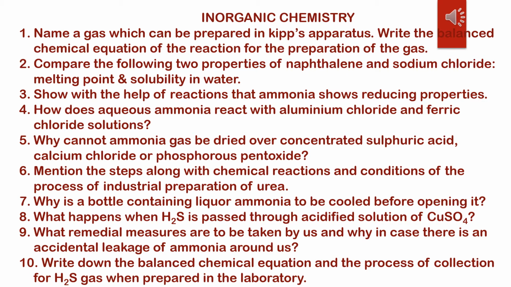Why cannot ammonia gas be dried over concentrated sulfuric acid, calcium chloride or phosphorus pentoxide? Answer. Ammonia gas cannot be dried over concentrated sulfuric acid as it reacts with concentrated sulfuric acid and forms ammonium sulfate. Reaction: 2NH3 plus H2SO4 equal to (NH4)2SO4. That means ammonium sulfate.